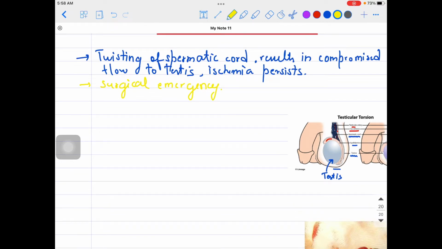Now it is commonly seen in the neonates and the adolescent age groups.